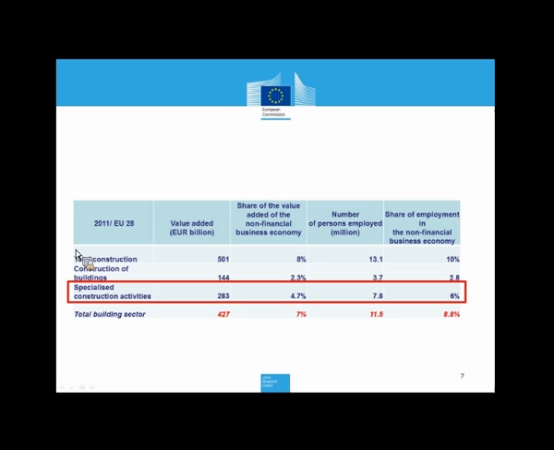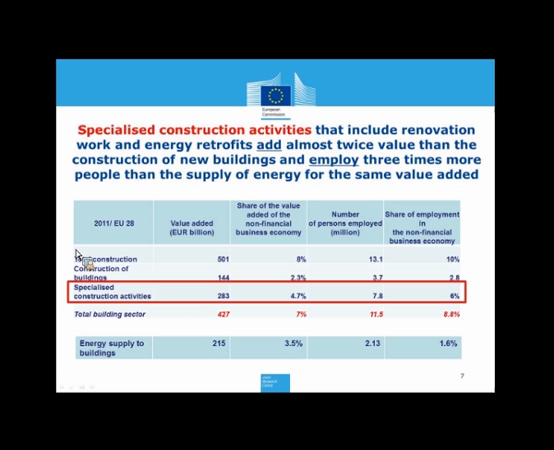And when we compare this to, for example, the supply of energy to the building sector, we see that for the same value added, specialized construction activities create much more employment than the supply side. Why did we make this comparison? Because we hear that if we go for a renovation of the building sector, we may lose jobs in the supply of energy to buildings. In reality, it cannot be the case, because the building sector and the renovation work require and produce more employment than supplying energy.